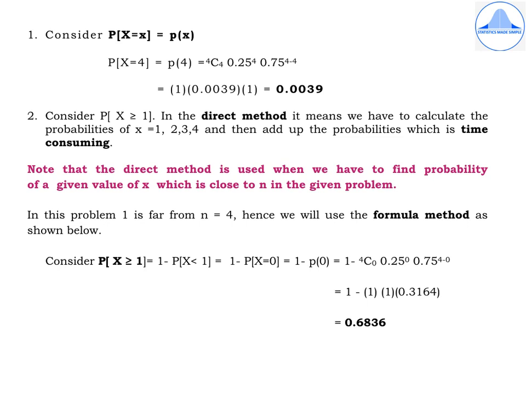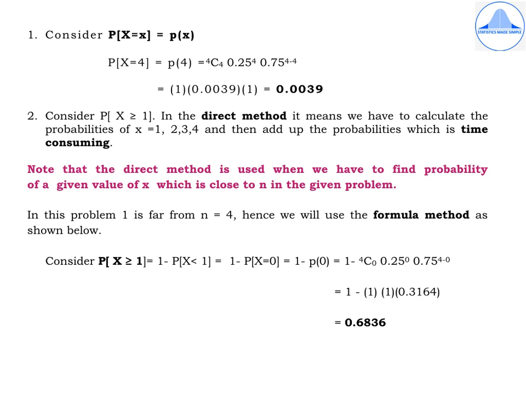Now in the PMF, wherever you have x, replace it by 4 and you get 4C4, 0.25 to the power 4, 0.75 to the power 4 minus 4. 4C4 is 1 and 0.25 to the power 4, calculated with 4 places after the decimal, is 0.0039, and 0.75 to the power 0 will be 1. So the first subdivision probability answer is 0.0039.